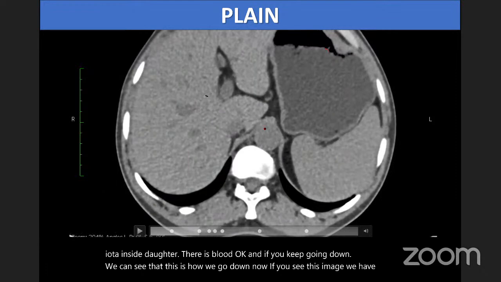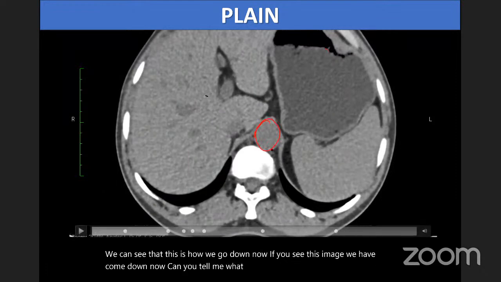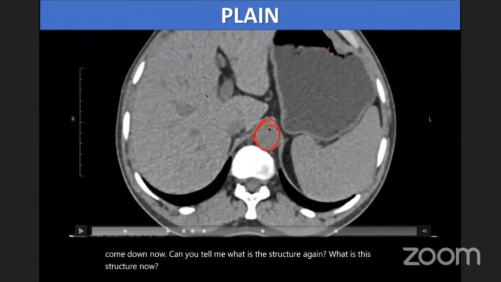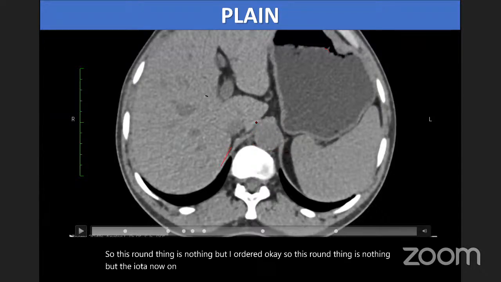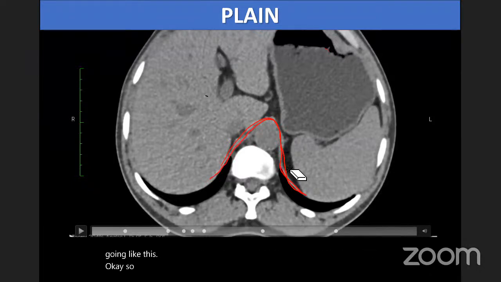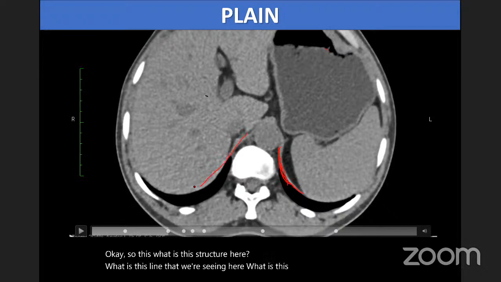Now if you see this image, we have come down. Can you tell me what this structure is again? This round thing is nothing but the aorta. Now on either side of the aorta, there is something which is going like this. What is this structure here? What is this line that we are seeing here?